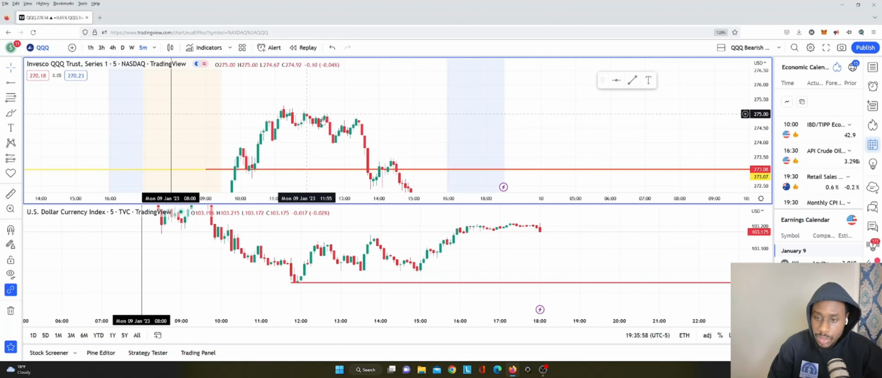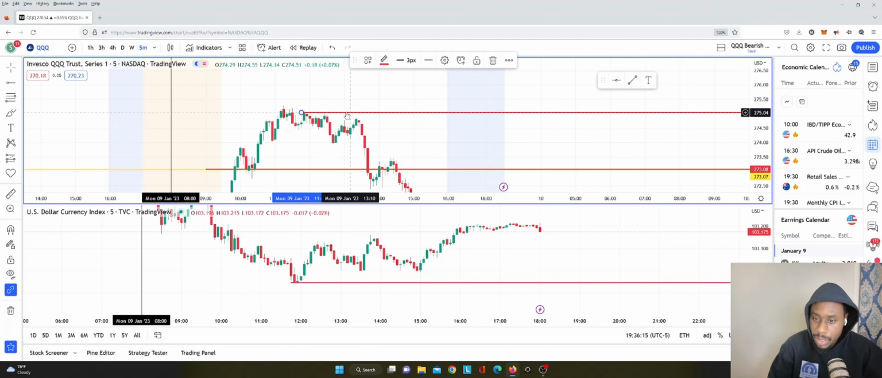So if you go to 11:50 right here, 11:50, 12, 11:55, 12, okay. So right around here, it wouldn't have been the exact highest point of the market, but it's off by, I would say, a couple cents.